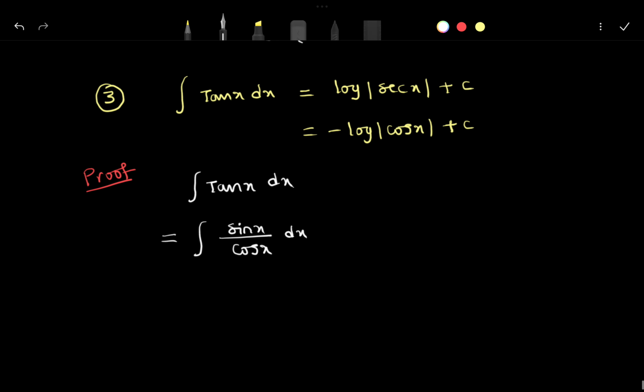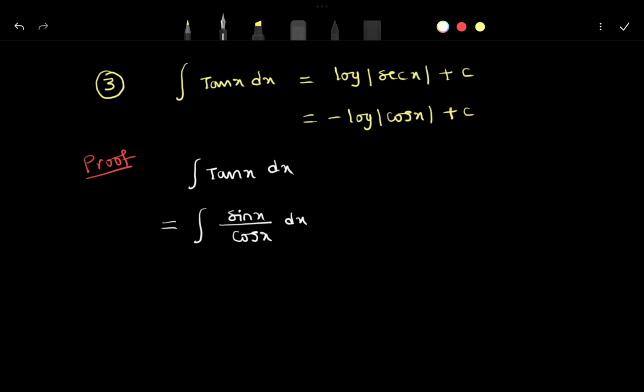How to apply the substitution method here? Put cos x equals t. Now differentiate with respect to x. The derivative of cos x is minus sin x dx equals dt. So now, writing the minus on the other side, sin x dx equals minus dt.